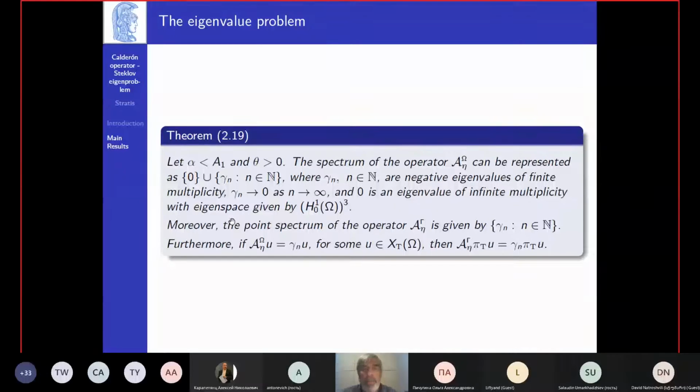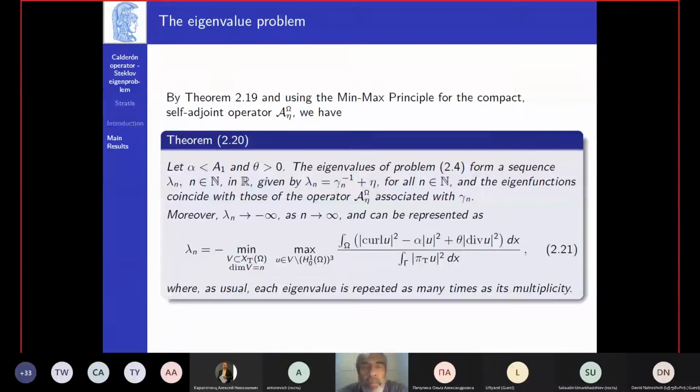In the case that we are interested, the spectrum of A omega eta can be represented as the union of zero and the set of gamma n, where gamma n are negative eigenvalues of finite multiplicity that go to zero as n goes to infinity. And zero is an eigenvalue of infinite multiplicity with eigenspace given by all this space. And the point spectrum of A gamma eta is given by gamma n, so this is what gamma n is. And if we have this, let's say, kind of spectral equation, then we get this result that A gamma operating on P_T of U is gamma n operating on P_T of U.